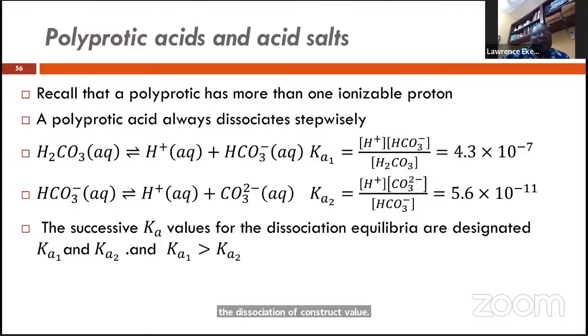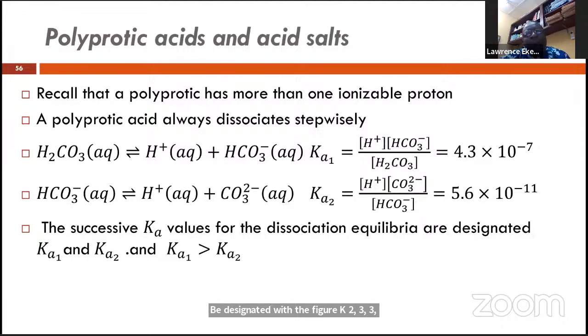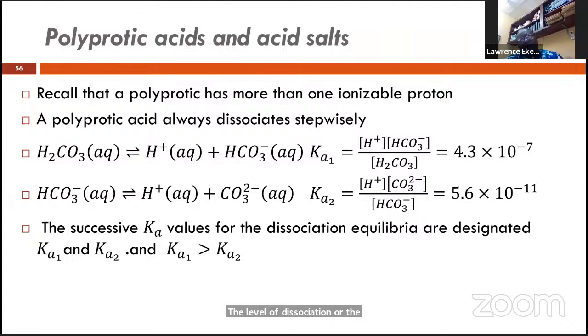And so for the first proton that is donated, there is a K value for it. For the second proton that is donated, there is a K value for it. So the first one is designated Ka1, the second one Ka2, and every successive one will be designated Ka3, Ka4, just like that. But it's important for you to know that the K value of the first proton that is given will usually have the highest number because it is easy to undergo dissociation. The ability of dissociation of the first proton is always very high. And that is why the K value is always very high compared to every other successive value of K.